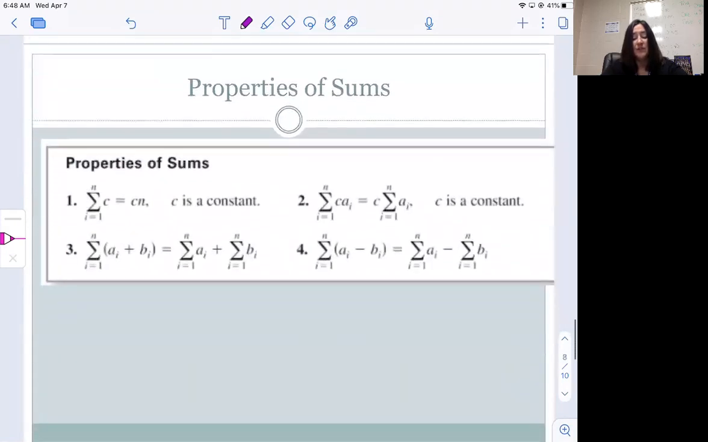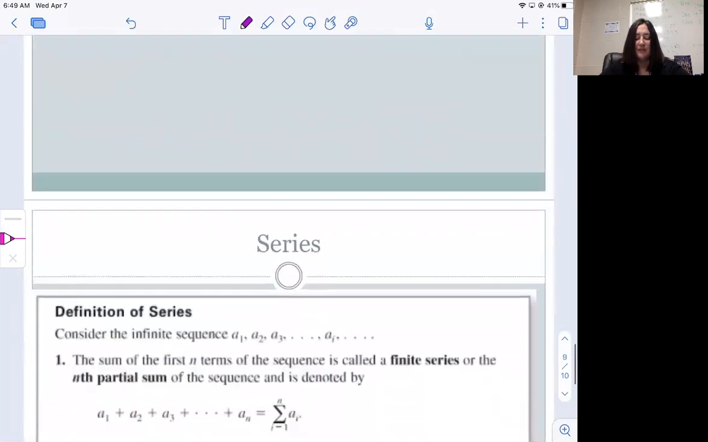Properties of sums. These are different ones that you probably should know. If c is a constant, just a number, and you're adding that number a set number of times, which is what this is saying, it's like adding, say, 1 to 3. If c was a 5, you'd be adding 5 plus 5 plus 5, which is really c times n. You can also pull the constant out front, do the summation, and then multiply by the constant. You can also split the two things apart, so they split the a sub i and the b sub i apart with addition or subtraction. Those are some different properties of summation.